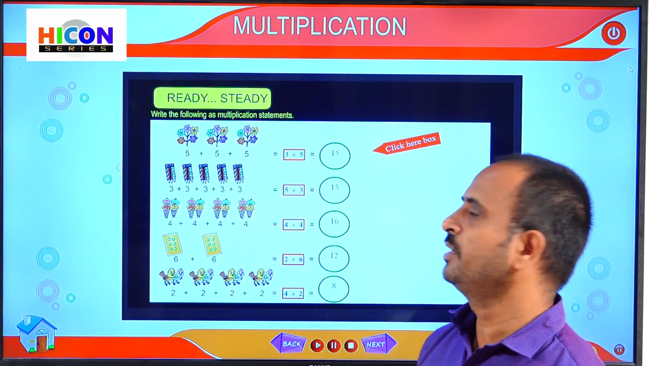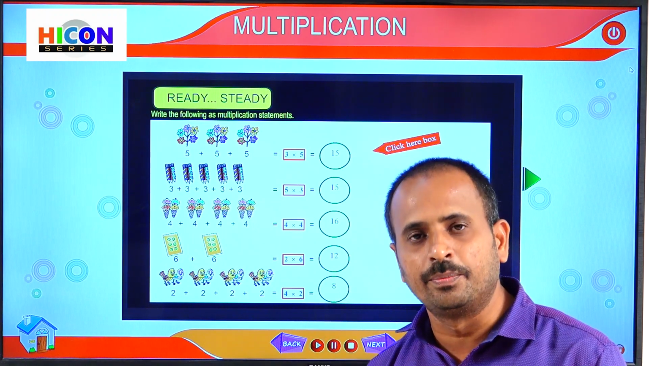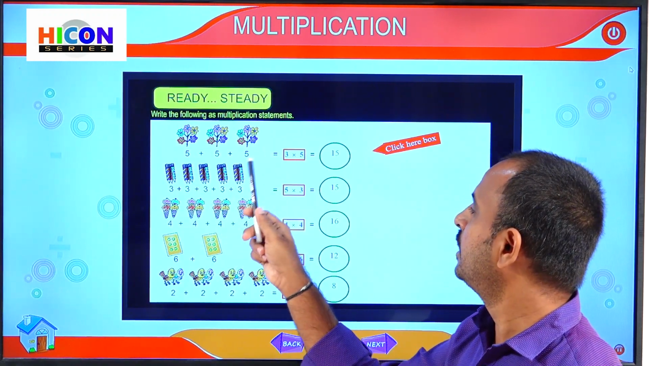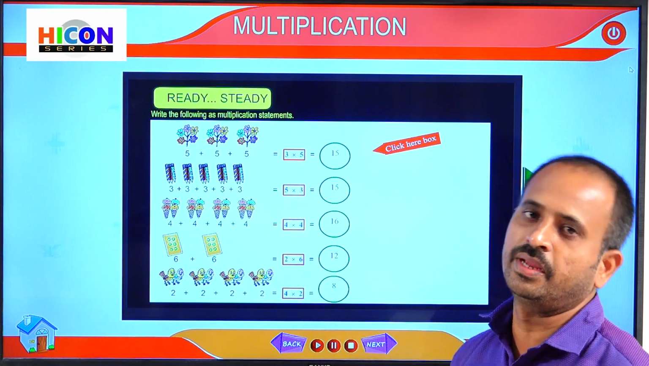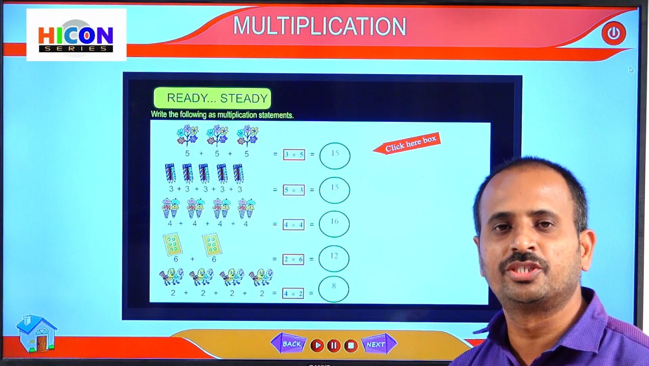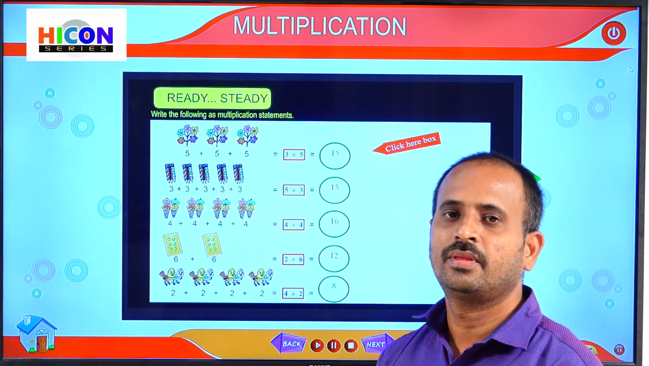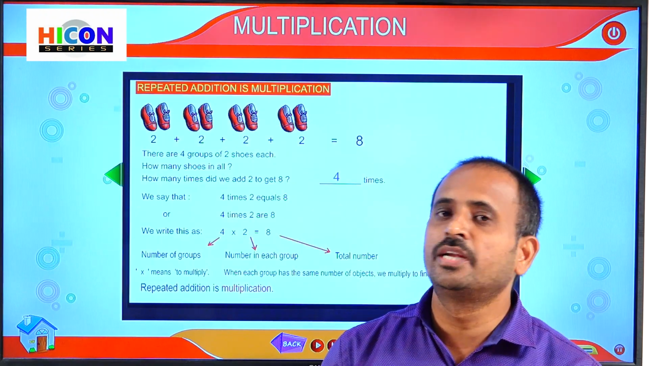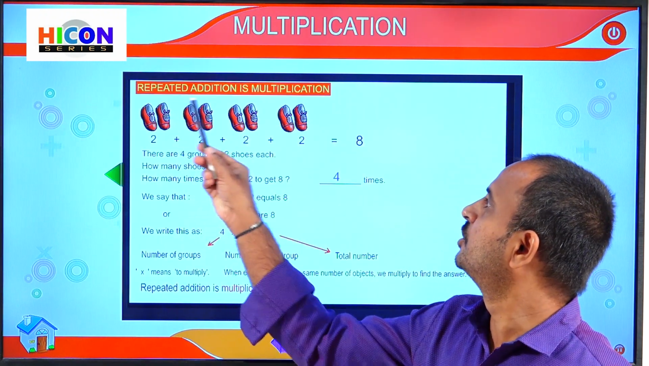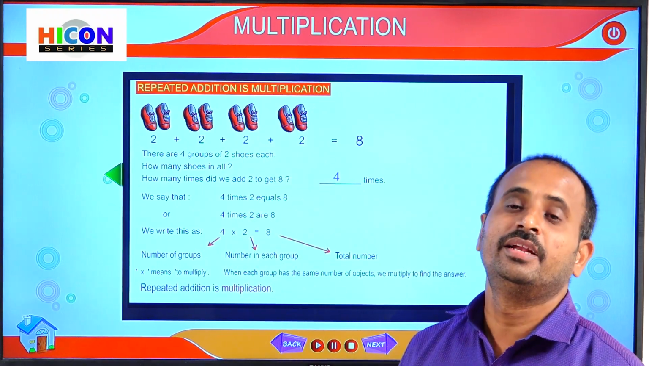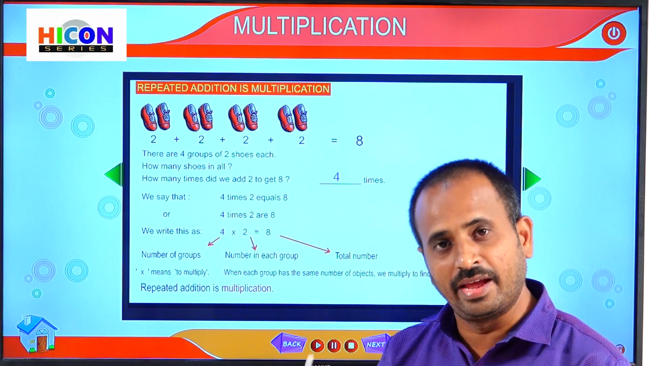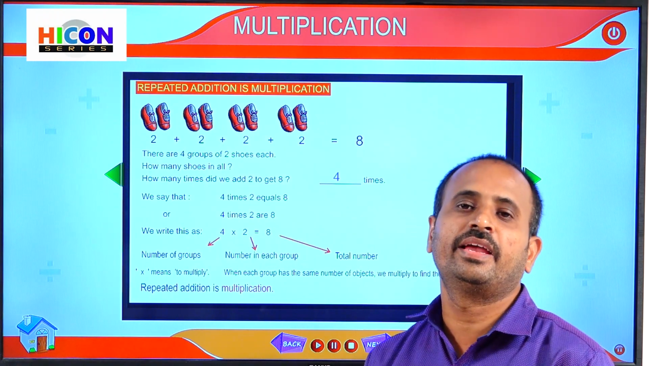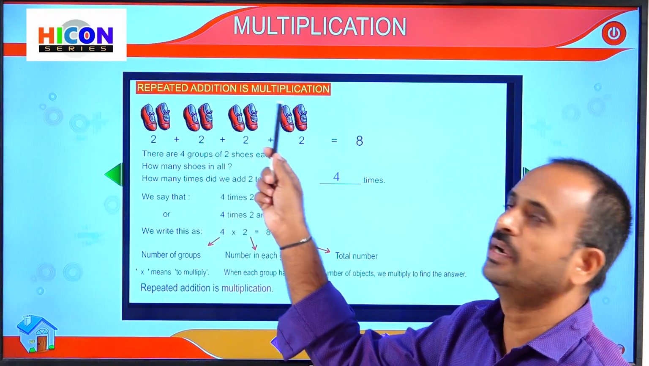So children, in this way, if the same number is added repeatedly, that repeated addition can be converted into multiplication. That means repeated addition is called multiplication. So next, see the next part in this Ready and Steady. Children, what is multiplication? Repeated addition is multiplication. That is, if you add the same number again and again, that repeated addition is called multiplication.